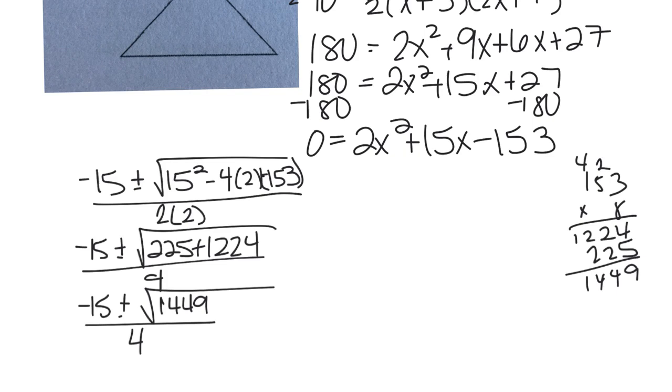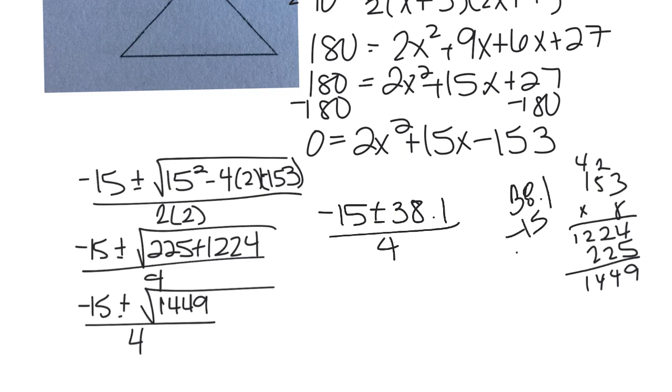And we need the square root of that. So we're going to find the calculator. The square root of 1,449 is 38.1. We'll round. -15 plus or minus 38.1 over 4. I'm going to do the 38.1 minus 15. That's 23.1 over 4. 23.1 divided by 4 gives me 5.8. So we'll say that the x is 5.8.